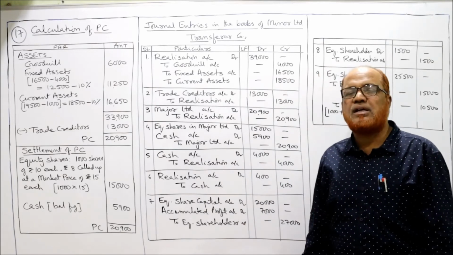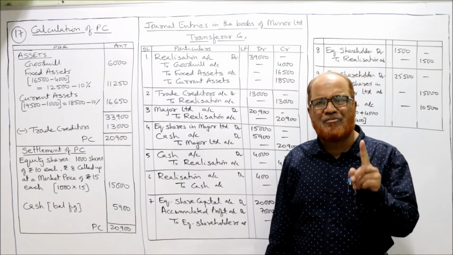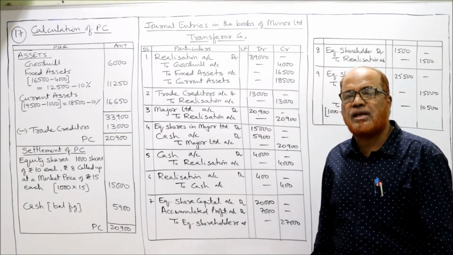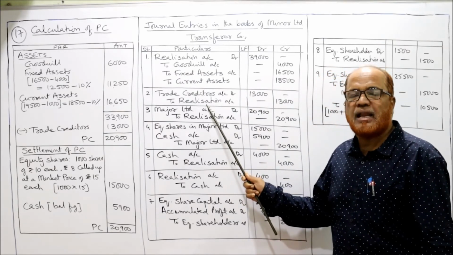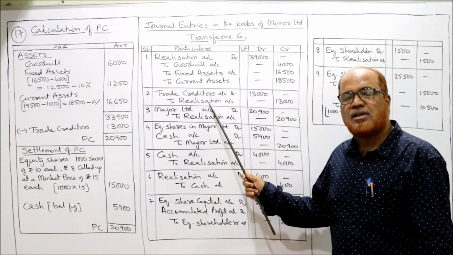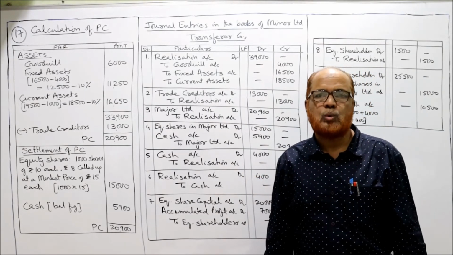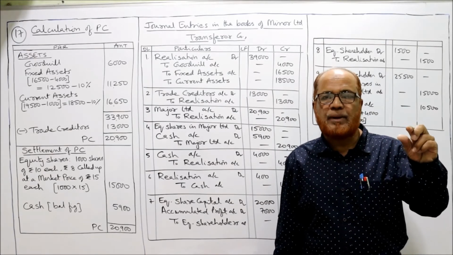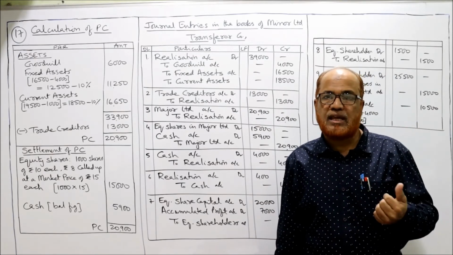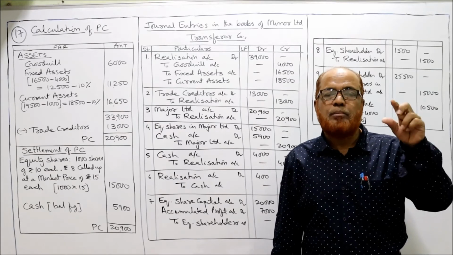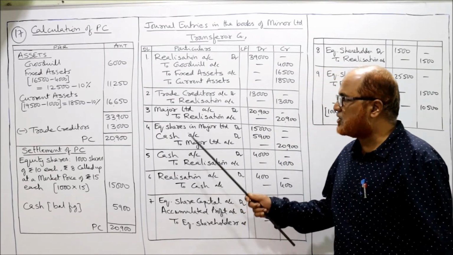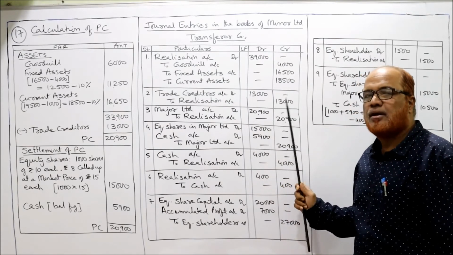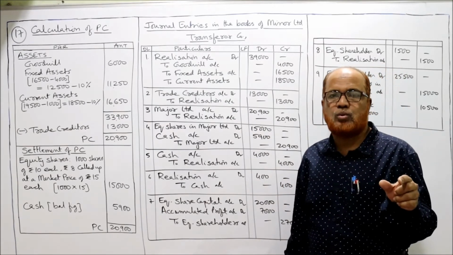Second entry, liabilities to be transferred to realization. Only one liability is there, creditors. So trade creditors account debit to realization. Being the liabilities taken over, transferred. Third entry will be PC due, purchase consideration receivable. So transferee company account debit to realization. What is the name? Major Limited. So Major Limited account debit to realization, 20,900, being the PC due.